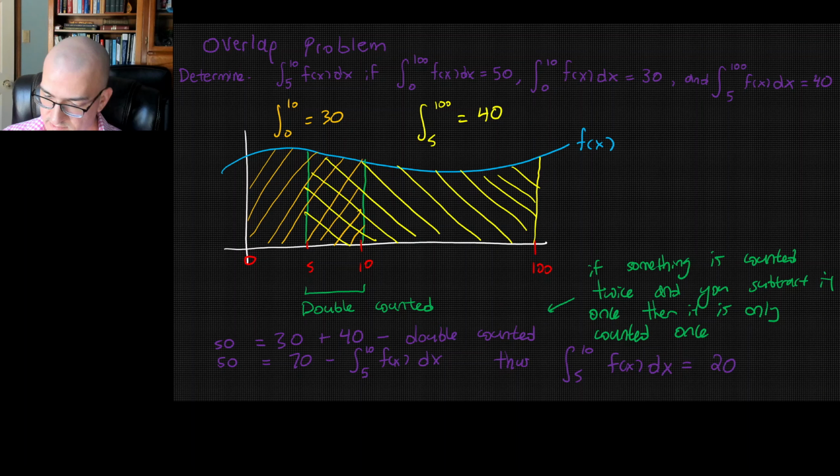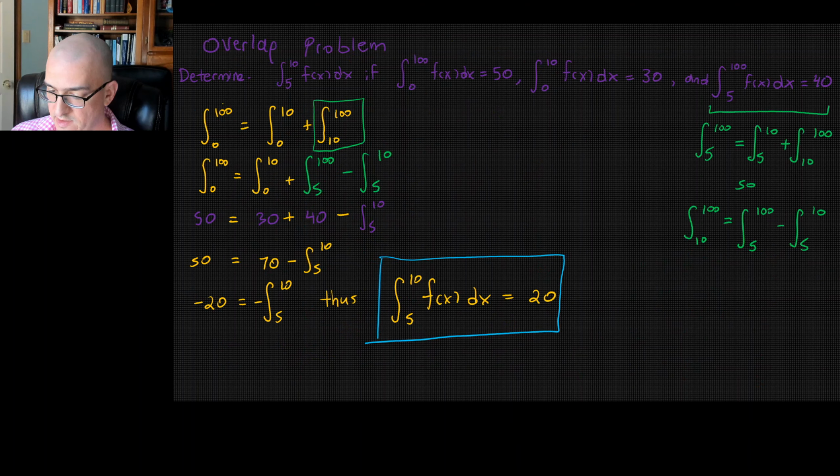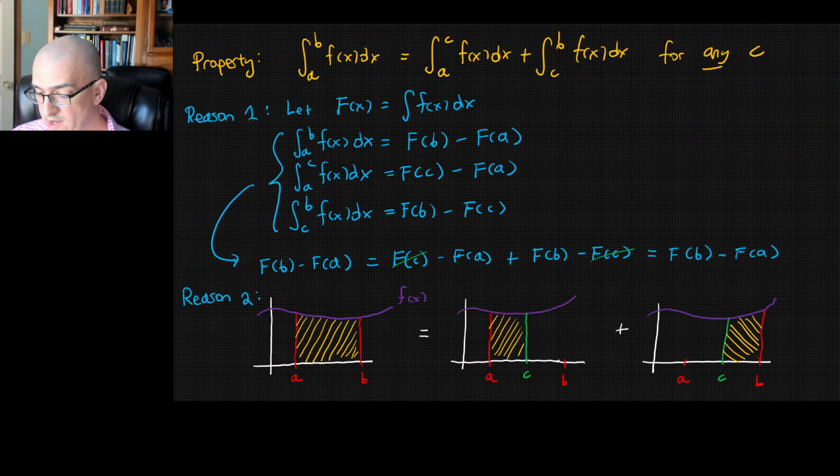So there you have it. There's your geometric reasoning for solving the problem, and you can compare it to the algebraic reasoning for solving the problem, and they're connected to each other. Those reasons are connected to each other because this property that we're using to split up the integrals is equivalently stated algebraically and geometrically.